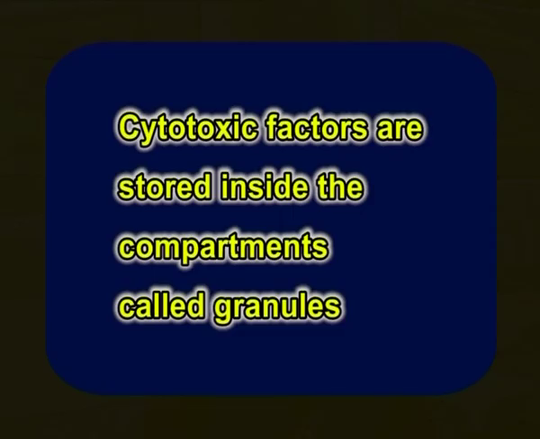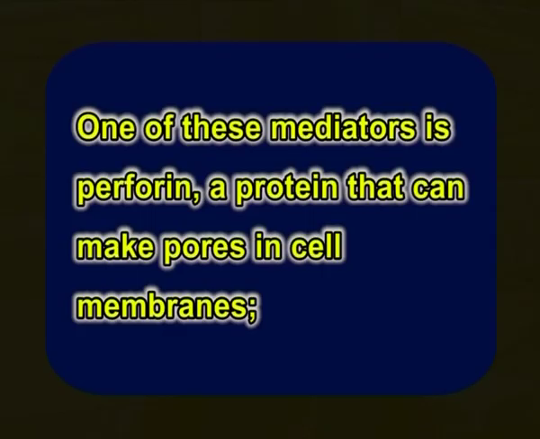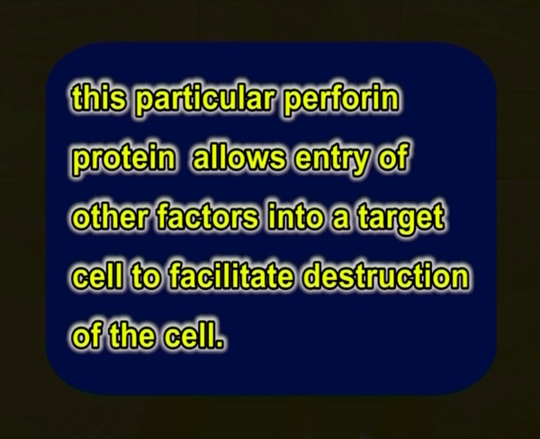Cytotoxic cells are armed with preformed mediators. Cytotoxic factors are stored inside compartments called granules in both cytotoxic T cells and NK cells until contact with an infected cell triggers their release. One of these mediators is perforin, a protein that can make pores in the cell membrane. This perforin protein allows entry of other factors into a target cell to facilitate destruction of the cell.